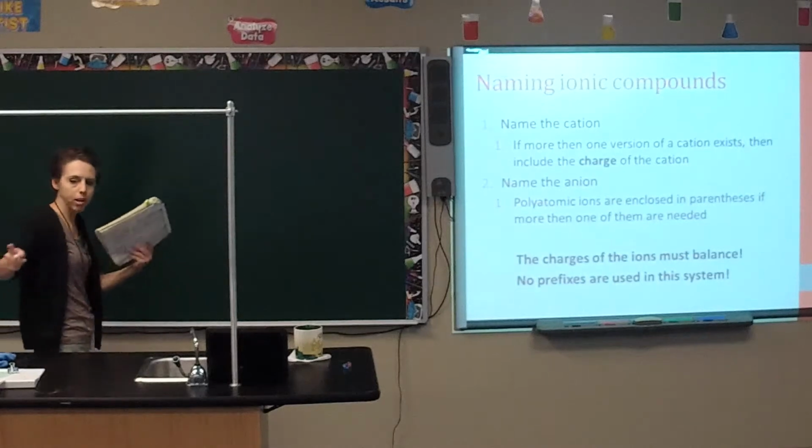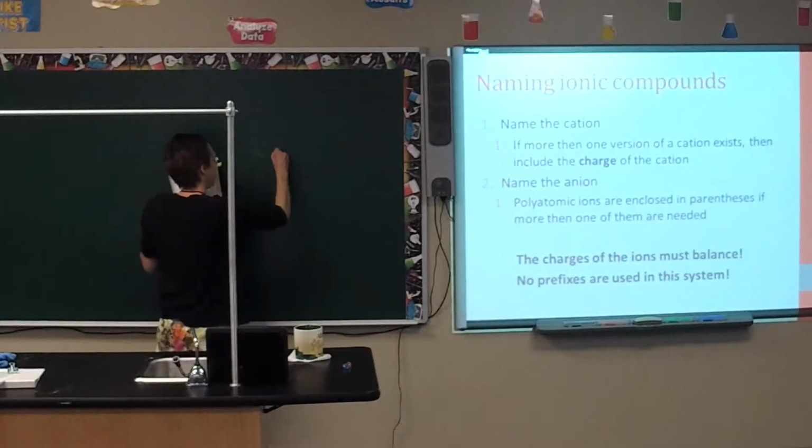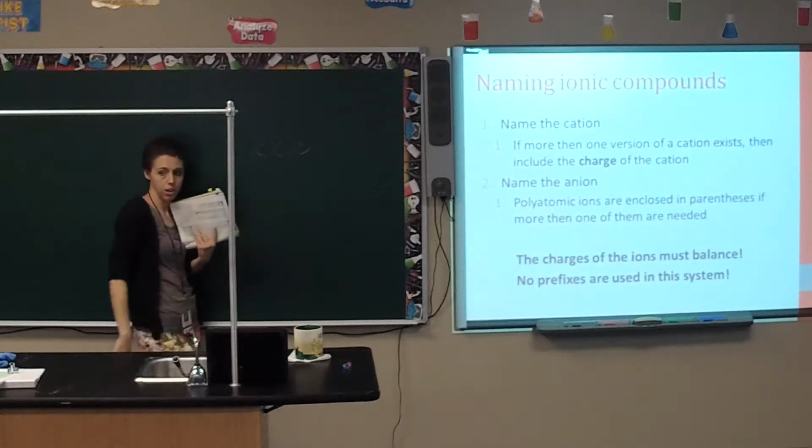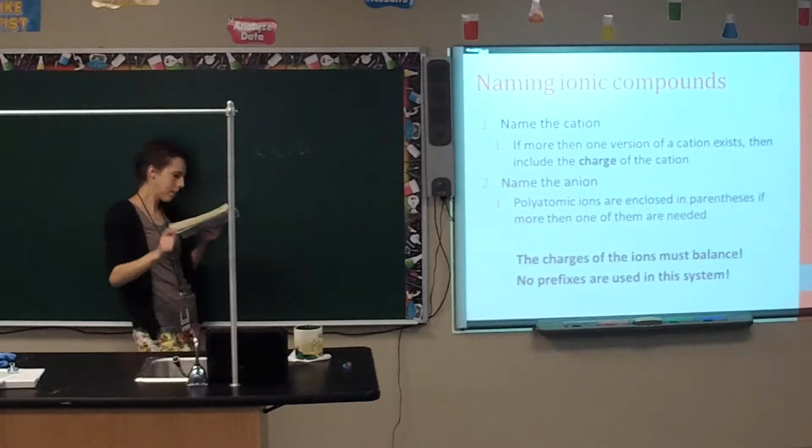Alright, we'll go back to you, Chris. KCN. The cation is the first one, so what is this? Potassium. Alright, Ethan, find CN.